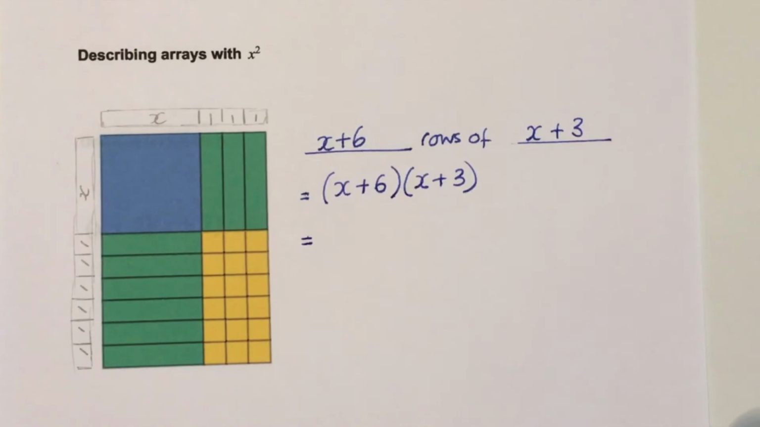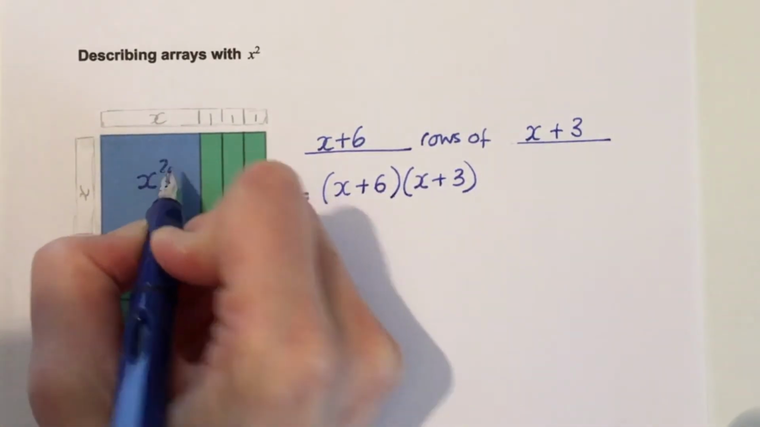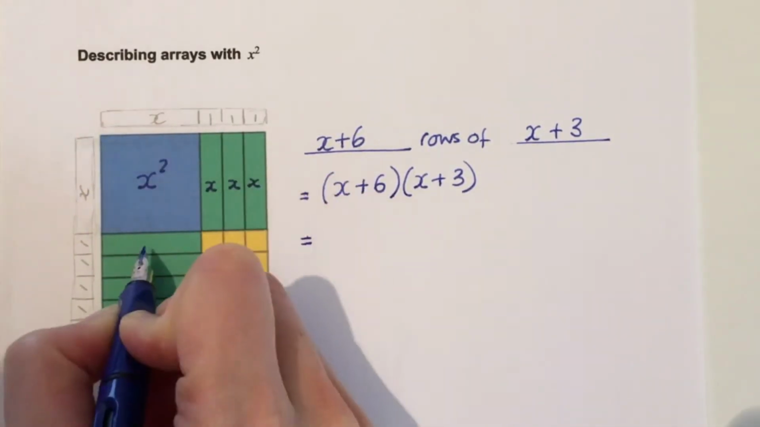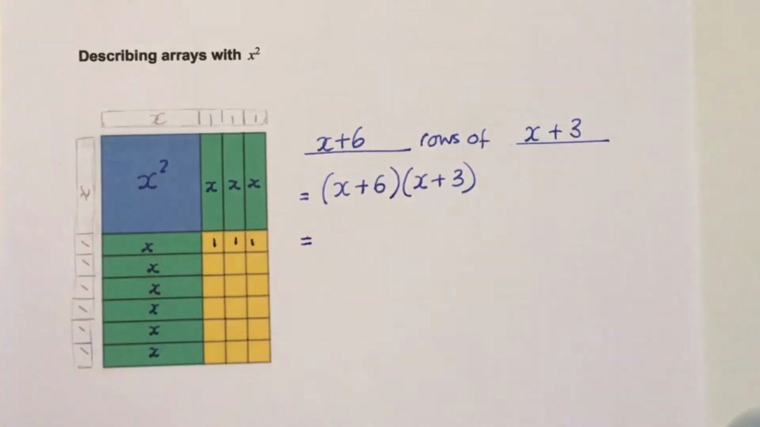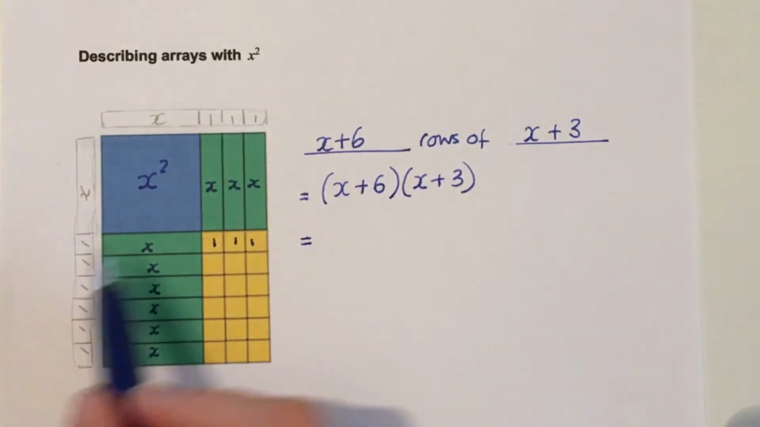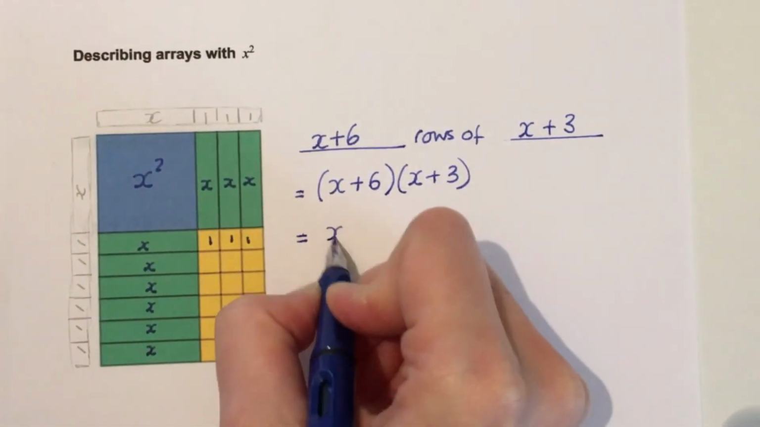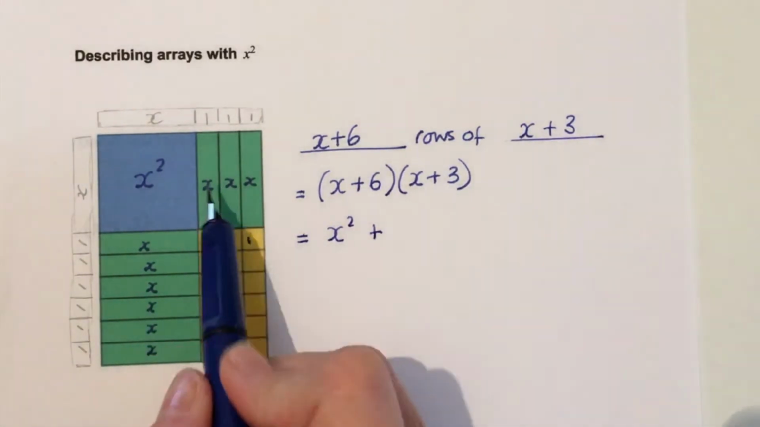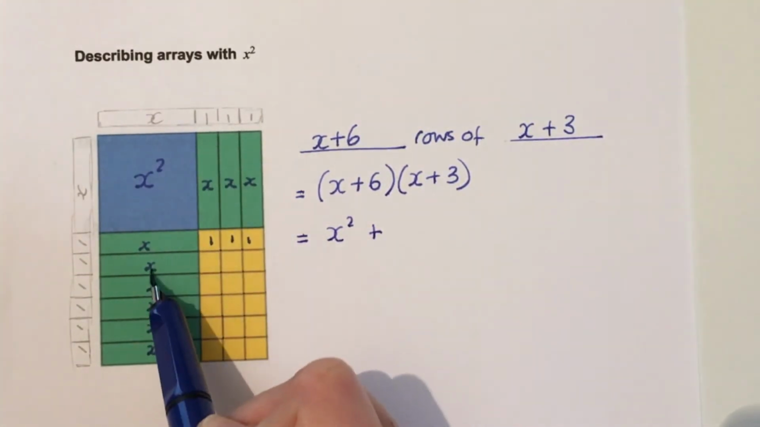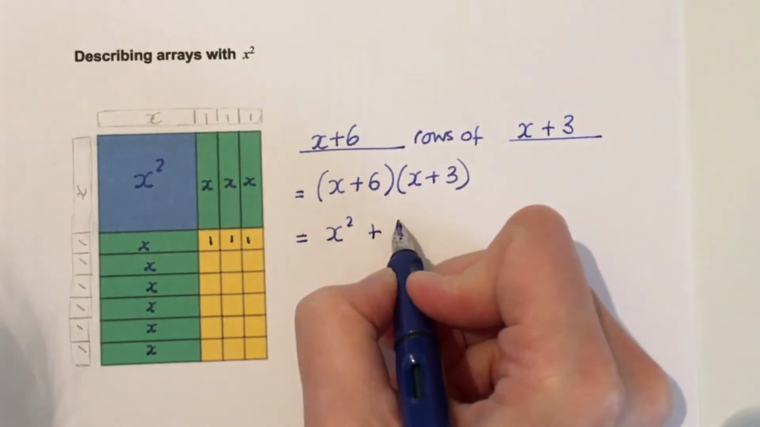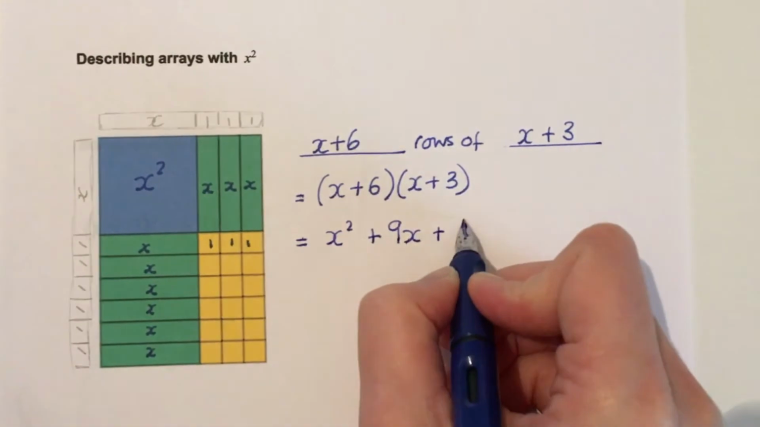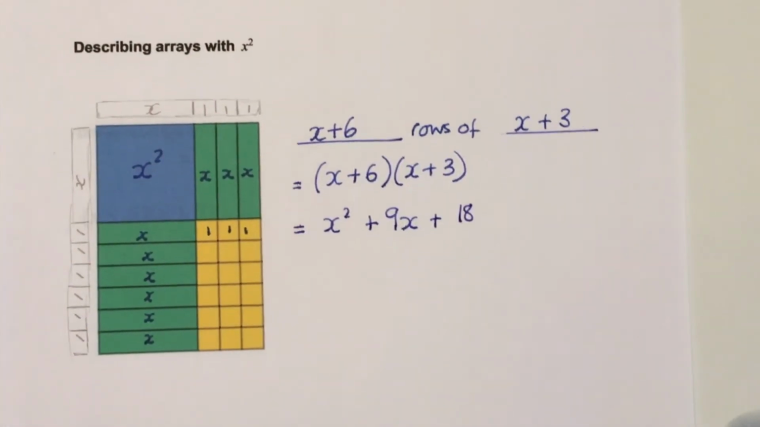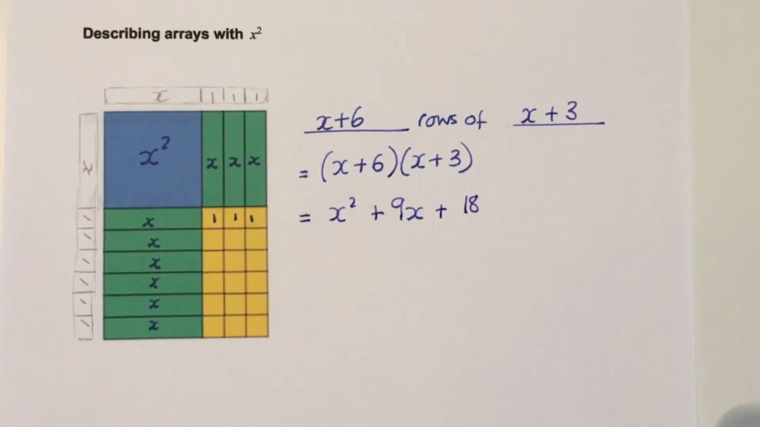Okay, the last part is to write the total of what I've got. So I've got here an x squared. I've got x's here, down here, and we should all know now that these are 1s. So all together what have I got? Well, I've got an x squared plus, how many x's have I got all together? 1, 2, 3, 4, 5, 6, 7, 8, 9. 9 x's plus, how many 1s have I got there? Well, there are 18. Okay?